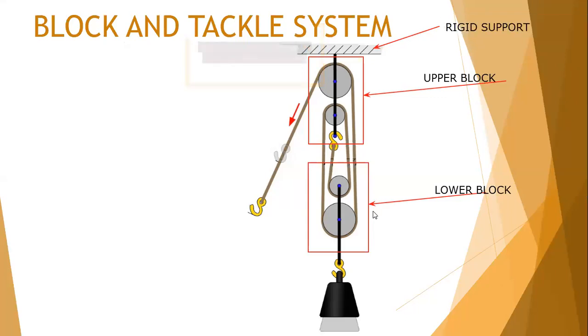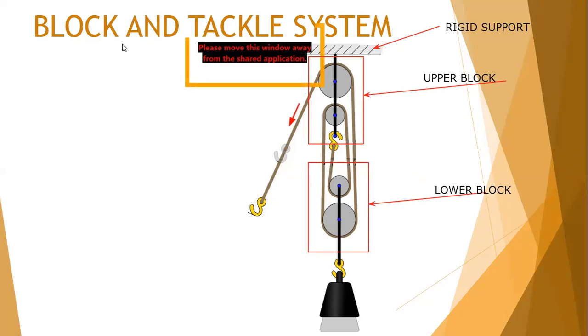But if you look at your lower block, you will find that this lower block is a movable block. This lower block is called a movable block because when you stretch this string, this lower block will move up and down. If you pull it down, the lower block will move up. If you release the string, then the lower block will move down. So your upper block will always remain fixed and rigid and your lower block will keep on moving. So that's why this is called the lower block.